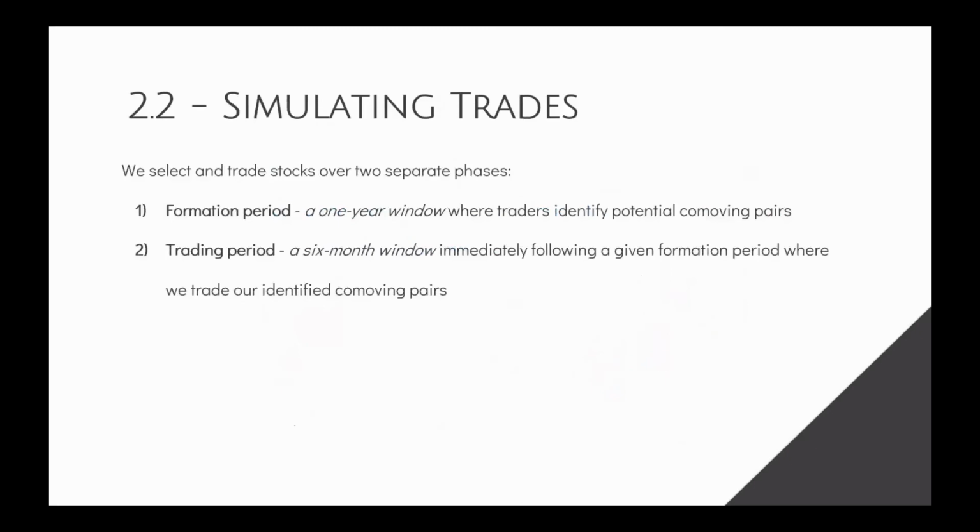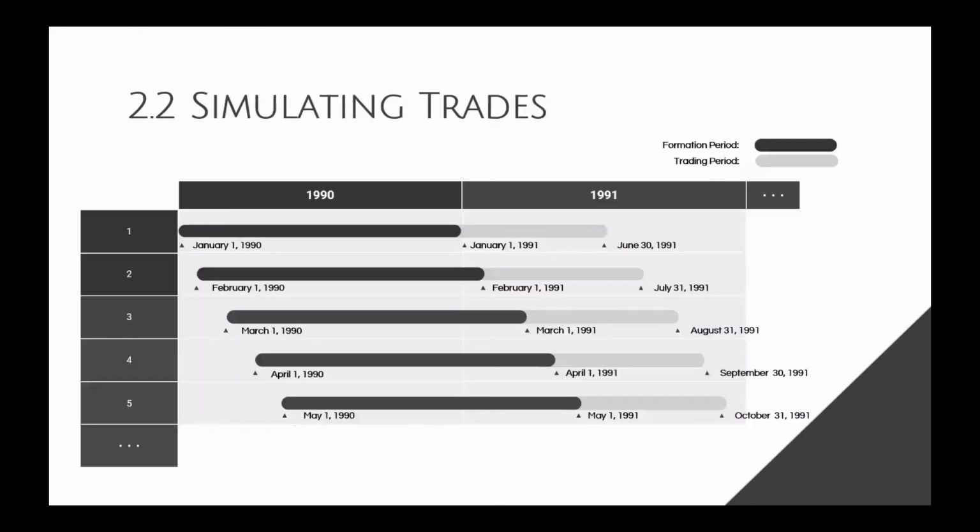In pairs trading, there are 2 phases. The first is a formation period, in which we identify potential pairs for trading, and then the trading period, which immediately follows the formation period, where we execute trades based off of divergences from those pairs' long-term means. In my simulation, I set formation periods to be 1 year in length, as consistent with the literature, and I have each trading period that follows be 6 months long.